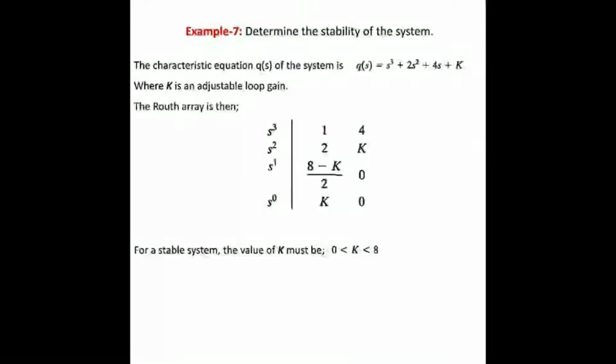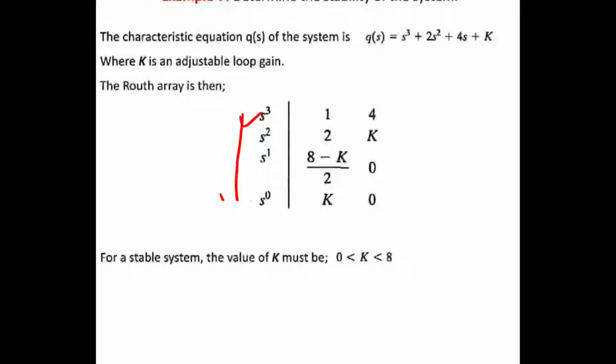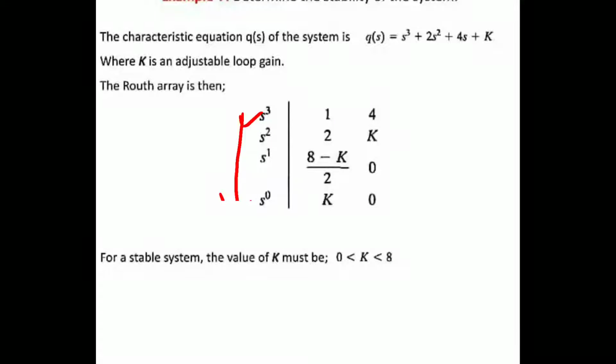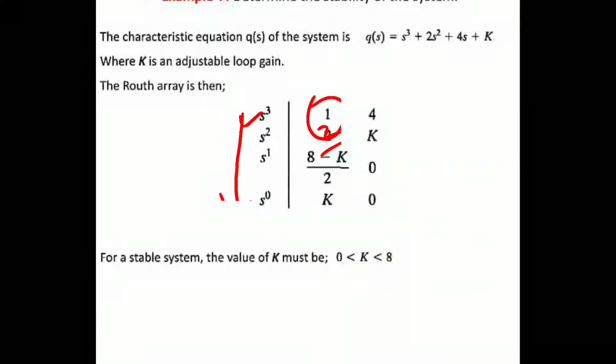So the next example, s cube plus 2s square plus 4s plus k. This is another example of marginal stability. If you see there, s cube is the highest degree which is written there. So the order of the Routh array is from s cube to s raised to 0. The first two row elements are directly calculated from the characteristic equation. So what is the coefficient of s cube? That is 1, and the coefficient of s raised to 1 is 4. So 2 is the element in the s square row and the k is there. So 1, 4 and 2, k, these are the elements.